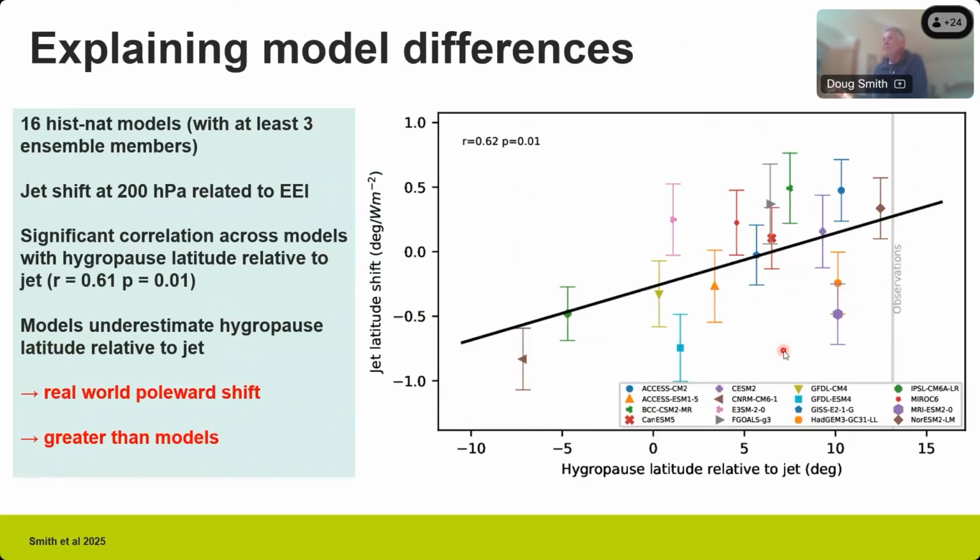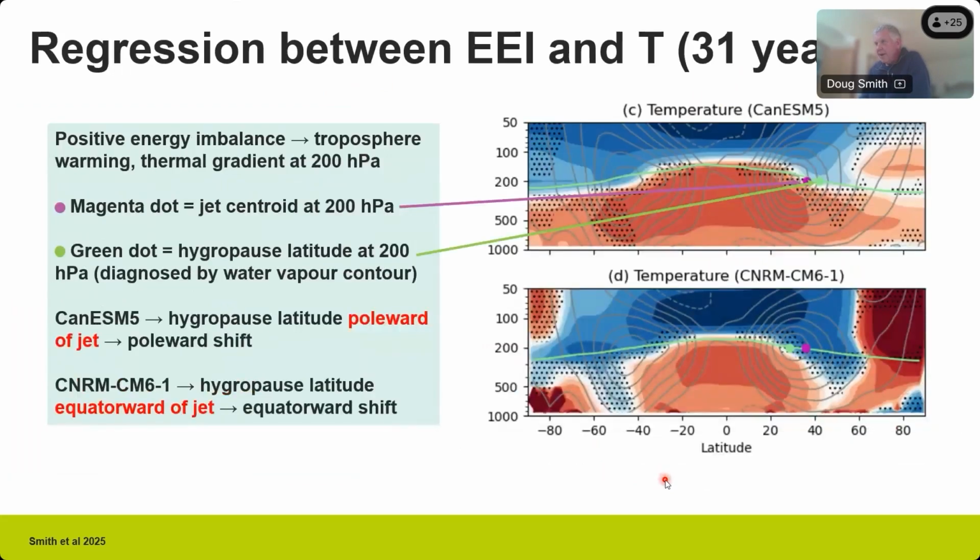So there are many more models that perform these historical natural simulations. And so what you can see is if we plot all of those, what I'm looking at here is the jet shift related to Earth's energy imbalance against this hydropause latitude relative to the jet. So just go back to explain what that is.